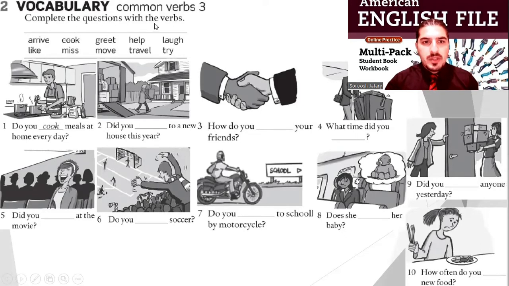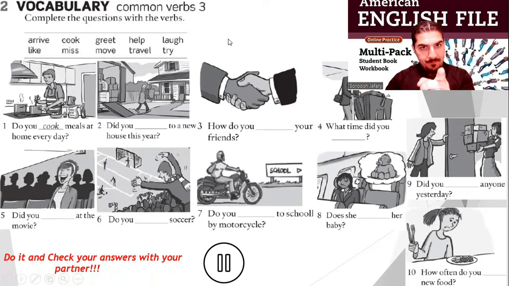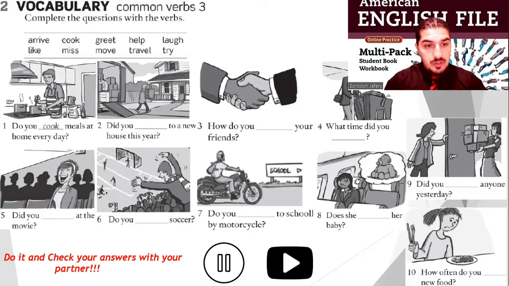Complete the questions with the verbs arrive, cook, greet, help, laugh, like, miss, move, travel, try. For example, look at number one. What do you see in the picture? The man is cooking. Now look at the question: Do you cook meals at home every day? Cook is crossed out from here. Stop the video and do it. Check with your partner. Okay, let's do it together.